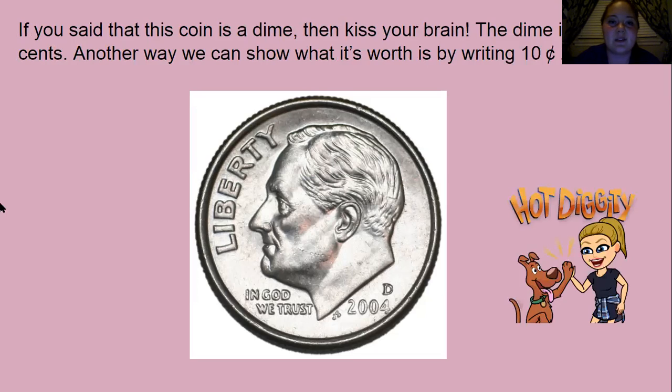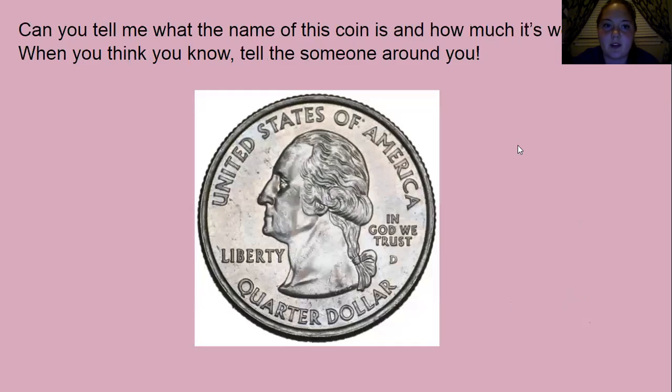If you said this was a dime, then kiss your brain. The dime is worth 10 cents. Another way we can show what it's worth is by writing it like this, with a 10 and a cent symbol after it. Excellent work, guys. All right, we have one more coin to review. Are you ready? Can you tell me what this coin is called and how much it's worth? Think about it, and when you think you know, tell the person sitting next to you. Go ahead and think now.